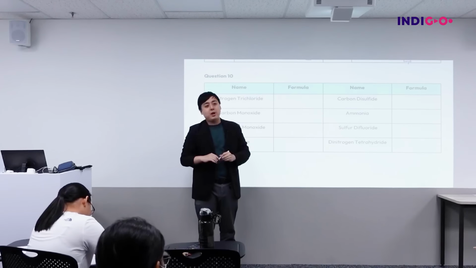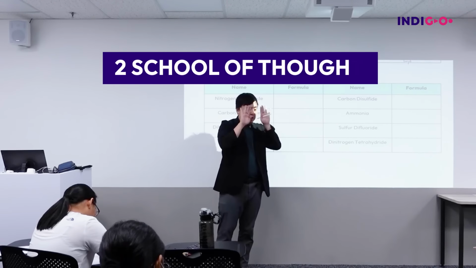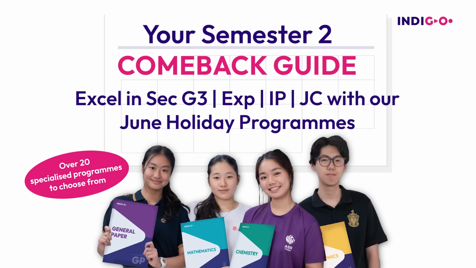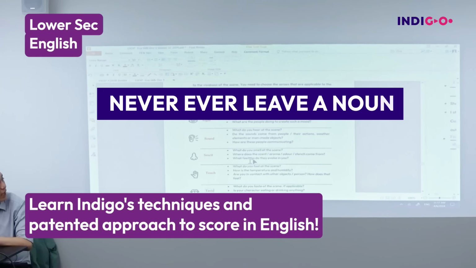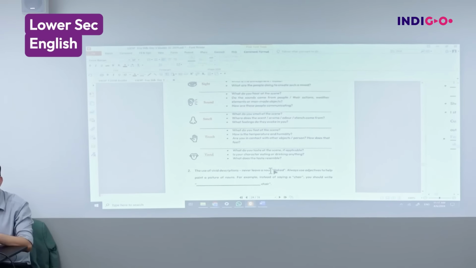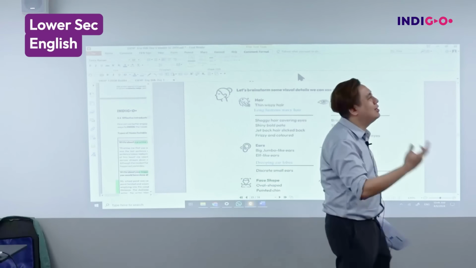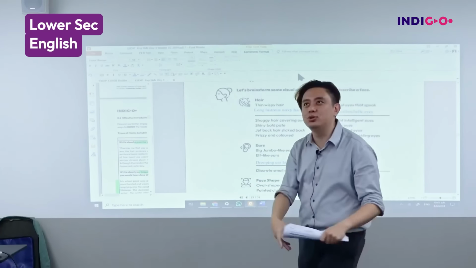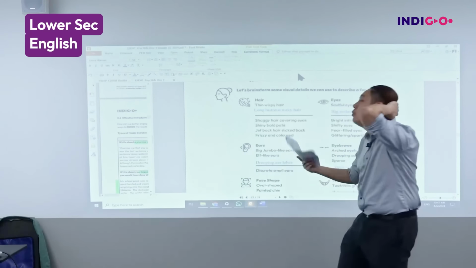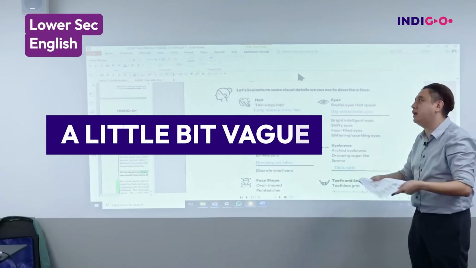When in exam, when you're supposed to write a formula, there's actually two schools of thought. Now, never ever leave a noun naked. What do I mean by naked here? So, describe the person based on your own imagination. If you guys are unable to do so, use similes to do comparisons. Don't just say the word presentable. Presentable, it's a little bit vague.